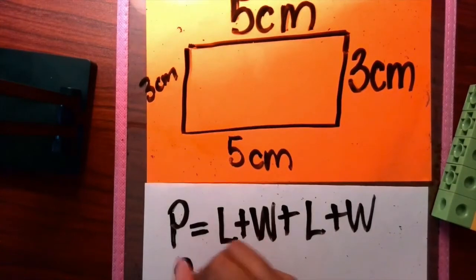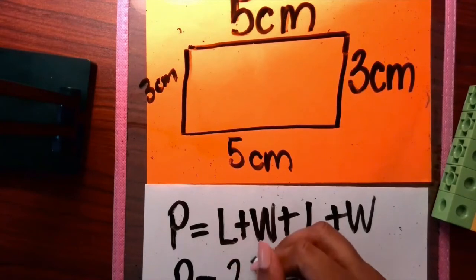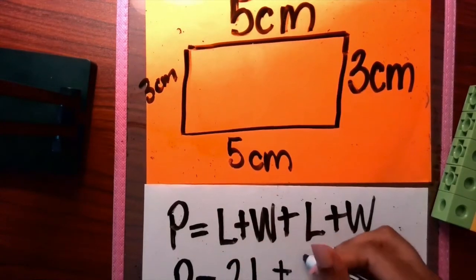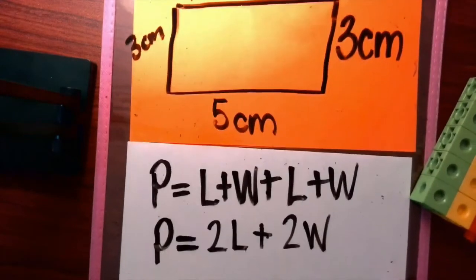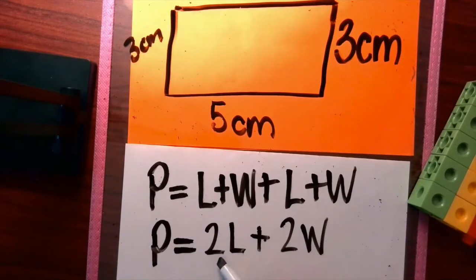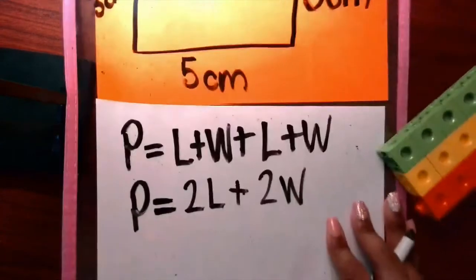Another way that I could find perimeter is I could add 2L plus 2W. And what this means is 2 times the length plus 2 times the width. When this 2 is right beside the L, that means to multiply. So, for this one I could say 2 times 5 plus 2 times 3, and the answer would give me my perimeter.